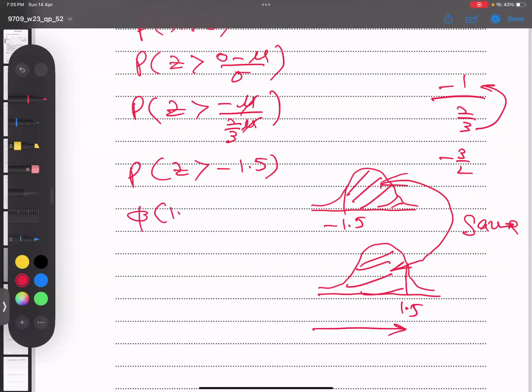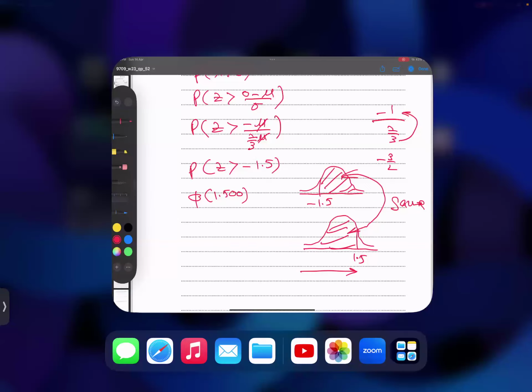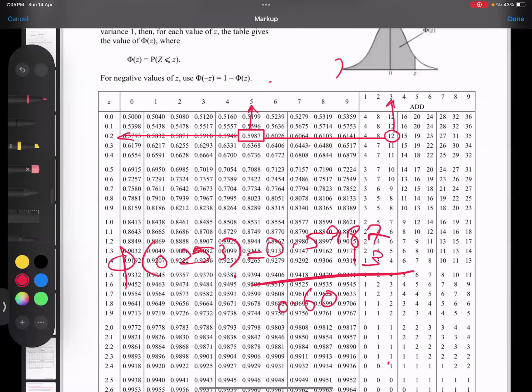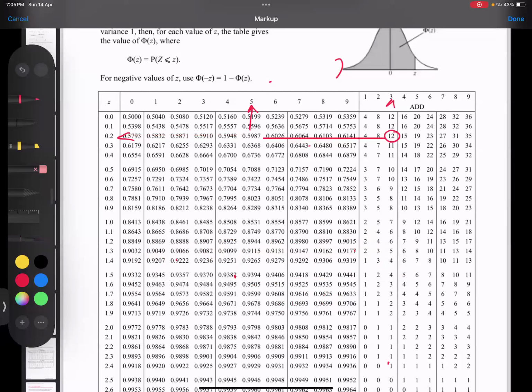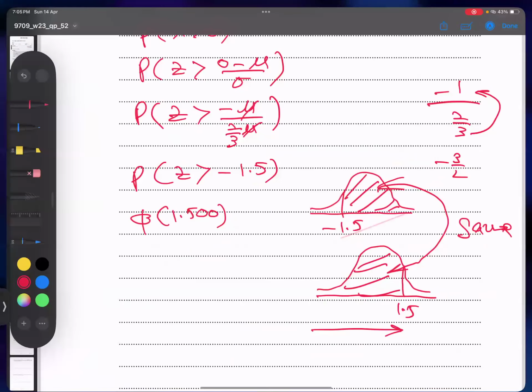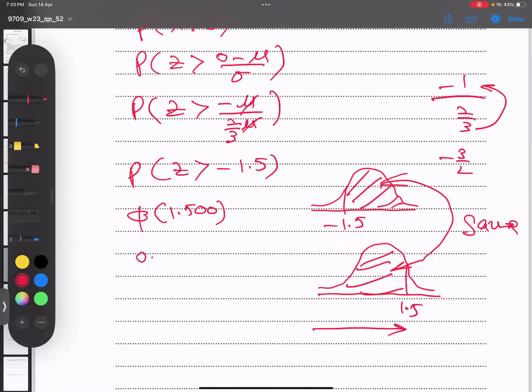So phi of 1.5. 1.5 means 1.500 even, I can tell you, to 3 dp. So if we check 1.50, 1.5, I can tell you the answer directly is here. 1.5 is this number, 0.9332. So I'm getting 0.9332, and to 3SF this is our answer. And I believe the point is very clear.